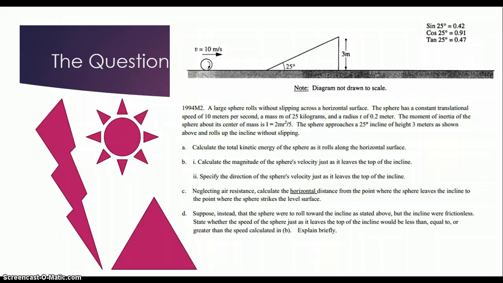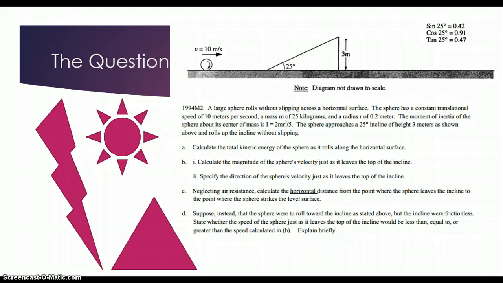Then it asks you to calculate the total kinetic energy of the sphere as it rolls along the horizontal surface, so before it hits the incline. Then B wants you to calculate the magnitude of the sphere's velocity just as it leaves the top of the incline. And then part 2 of B wants you to specify the angle at which it leaves the top of the incline. And then C is, neglecting air resistance, calculate the distance from the point where the sphere leaves the incline to the point where the sphere strikes the level.